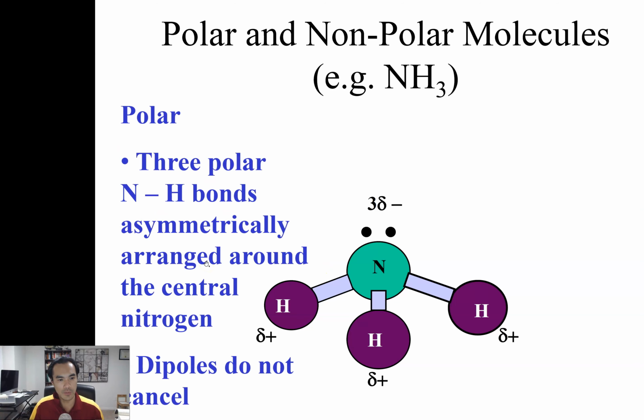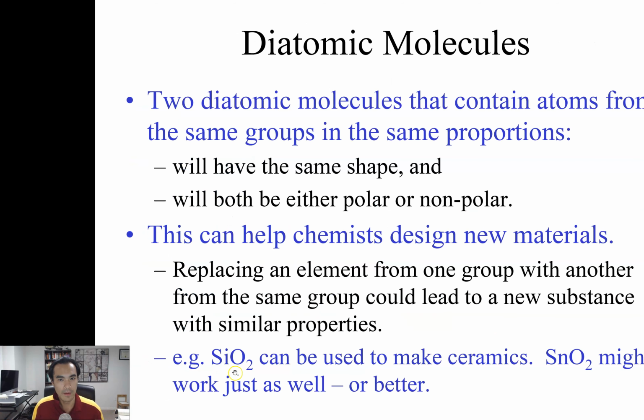The three N-H bonds are asymmetrical. They're arranged around this nitrogen, and the dipoles don't cancel. So in this case, again, we can predict what's going to happen based off the fact that they're more electronegatively charged. Okay, all right, and that finishes up that part.